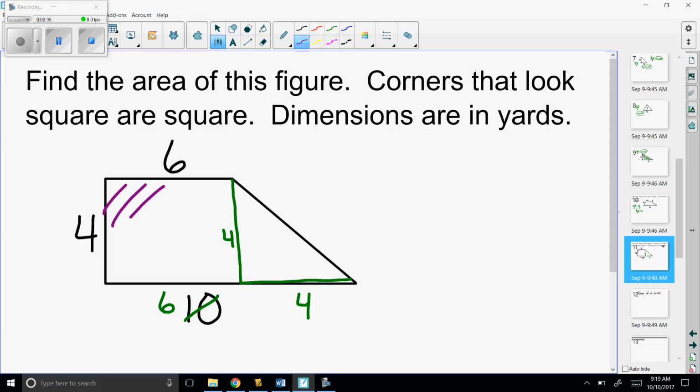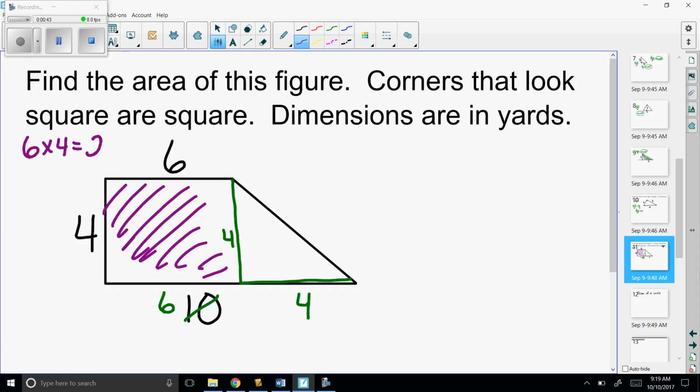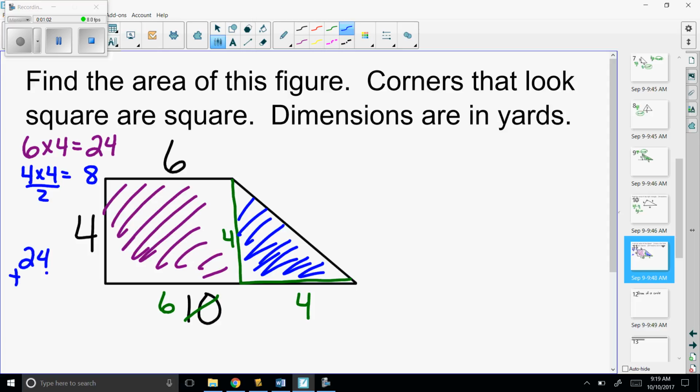Okay, so then I have a rectangle, and to find the area of the rectangle, it's going to be 6 times 4, base times height, which is 24. And then I'm going to find the area of a triangle, and the dimensions of the triangle are 4 by 4 divided by 2, which is going to give you 8. So then the area of my figure is 24 plus 8, which is 32 square yards.